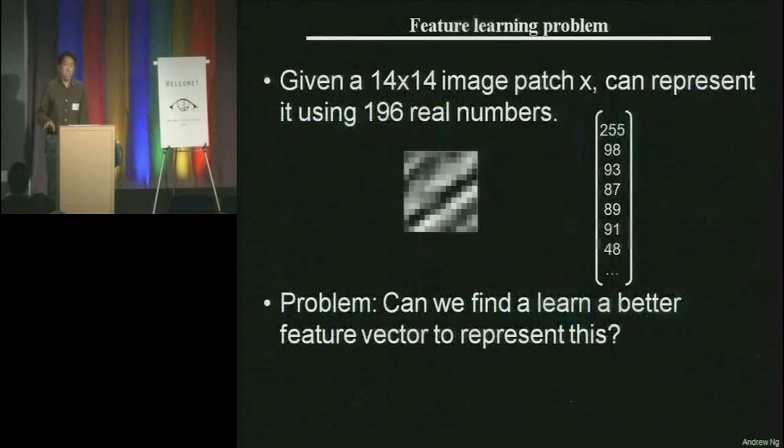So as a concrete example, just to really formalize what I mean by that, here's a concrete instantiation of the problem. Given a 14 by 14 image patch x, one way to represent it is to use 196 real numbers, like 196 pixel intensity values. The problem I want to pose is, can you find a better feature vector to represent that 14 by 14 image patch than the raw pixel intensity values? We know how to hand design things, but can you learn something automatically?